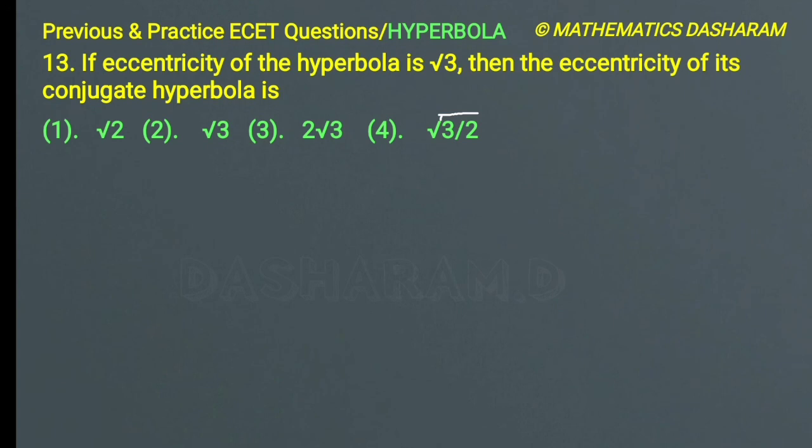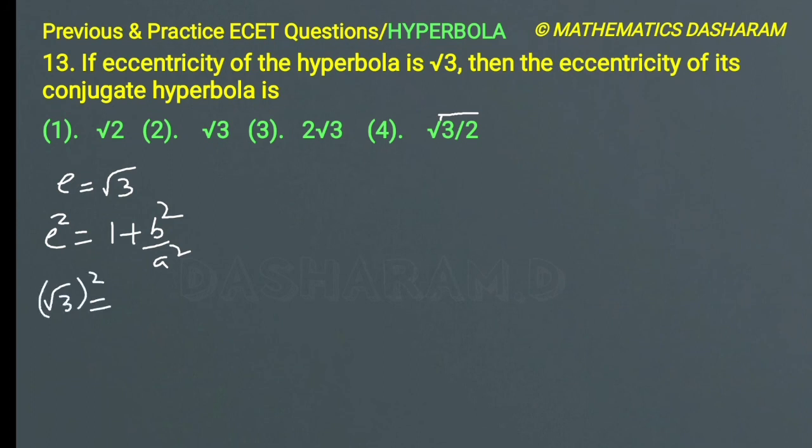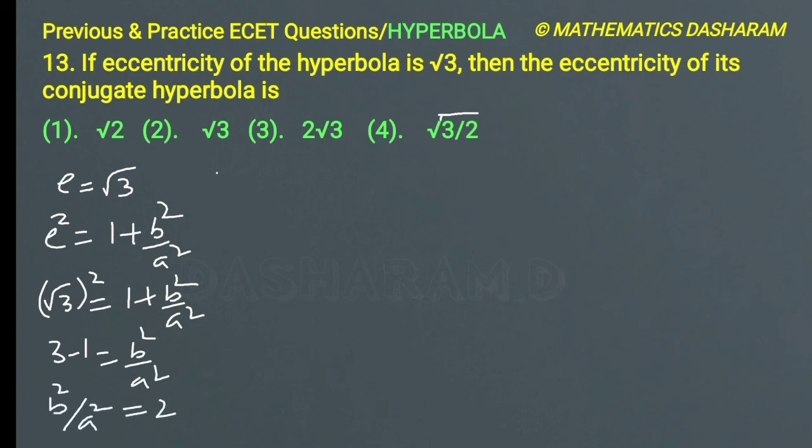So eccentricity of hyperbola is root 3, so E equals root 3, but we have a formula, the E square formula, it is 1 plus b square divided by a square, then root 3 whole square equals 1 plus b square divided by a square. So root 3 whole square, 3 minus 1 equals b square divided by a square, then finally b square divided by a square equals 2.